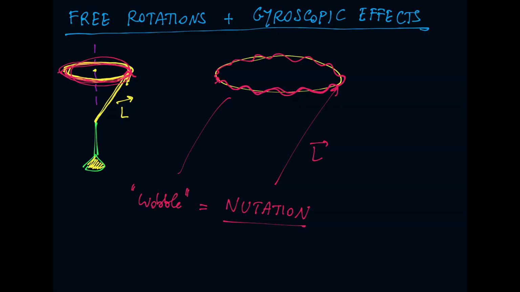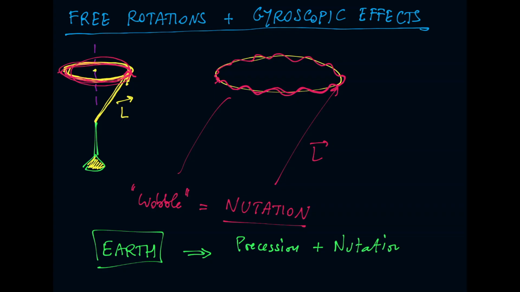I will, however, mention that these are not just interesting mathematical facts. These actually happen in real-life gyroscopes and real-life tops. And everybody's favorite spinning object in the universe, or well, one of our favorites, is the Earth. And the Earth experiences both precession and nutation of its rotation axis.